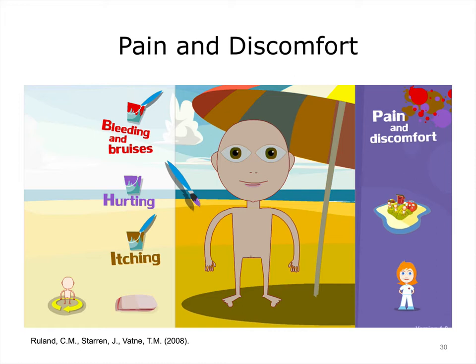Children were encouraged to use a pencil to paint on the body where it hurts, bleeds, or itches. If they select pain and discomfort, they can select either bleeding and bruises, hurting, or itching. Using the paintbrush, they can identify the specific locations on their body which are bothering them.